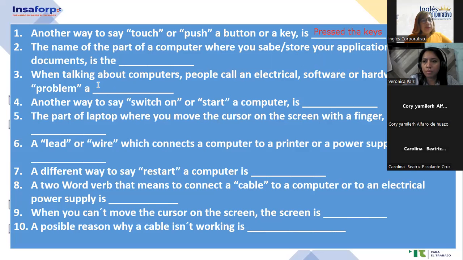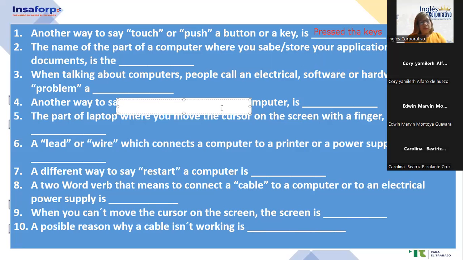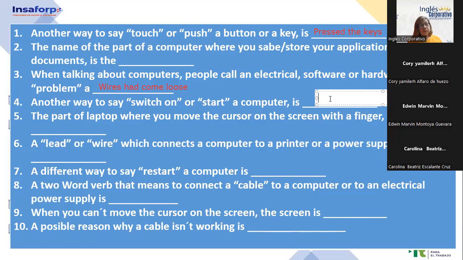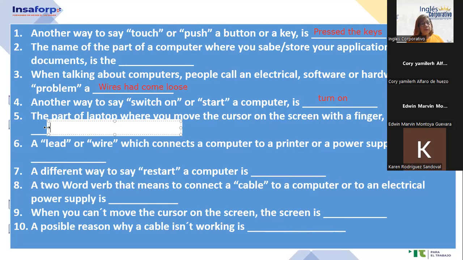Okay, number three, tell me the answer. When talking about computers, people call an electrical, software or hardware problem a wire has come loose. Wires have come loose. Okay, I am going to copy the answer, guys, and I'm going to say if they are correct or not yet. Okay, number four. Another way to say switch on or start a computer is? Turn on. Number five. The part of a laptop where you move the cursor on the screen with a finger is called the touchpad.